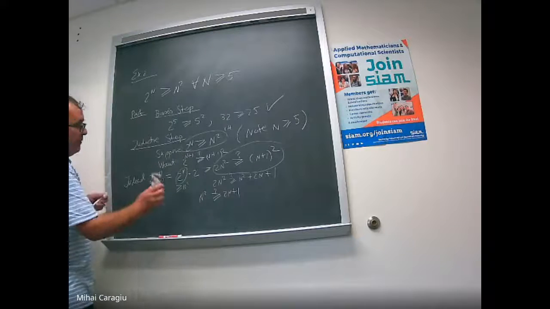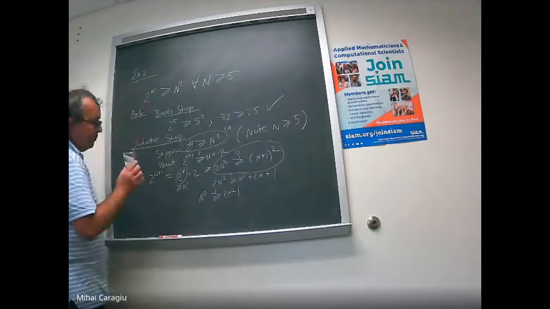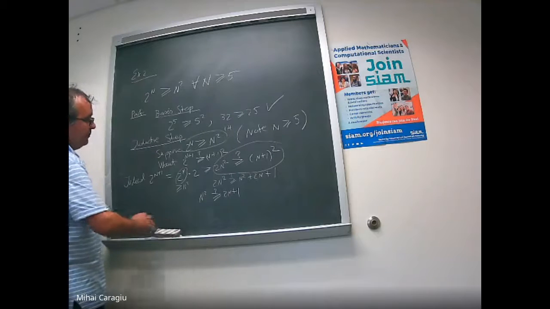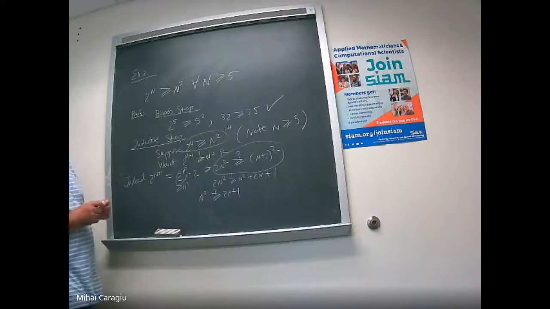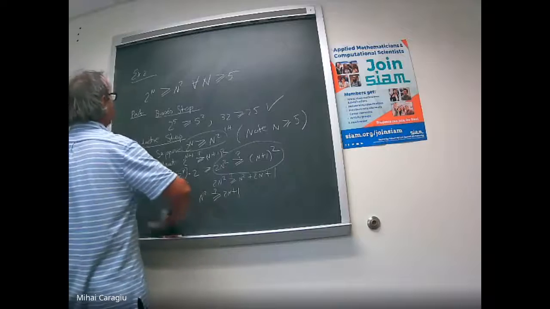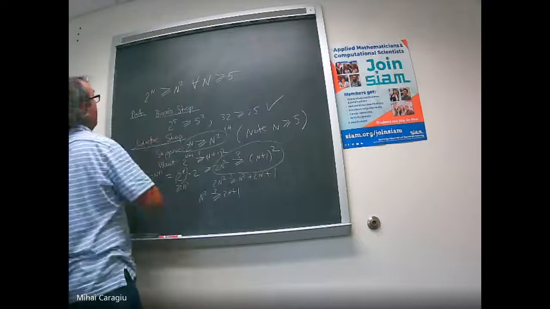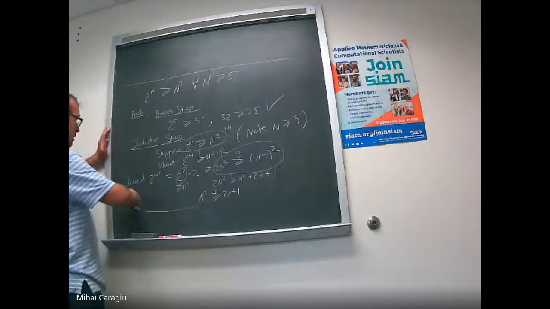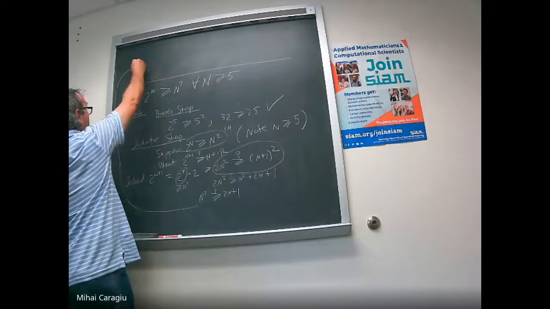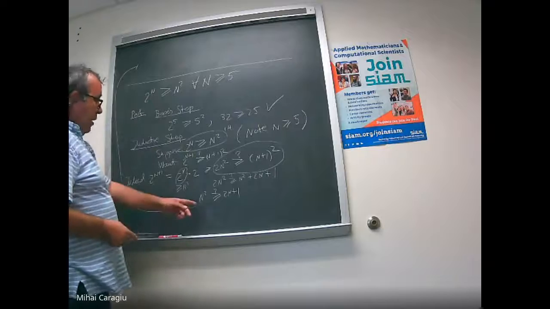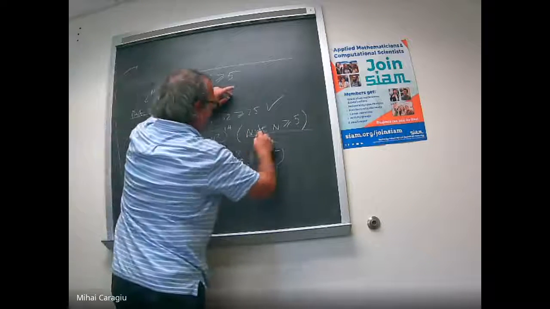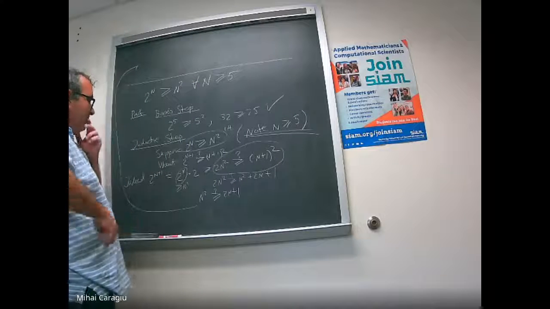So let's try to resurface there. So everything boils down to proving that n squared is bigger than or equal to 2n plus 1. Let's see. Let me continue here. How to prove that n squared is bigger than or equal to 2n plus 1? Remember, n is bigger than or equal to 5.